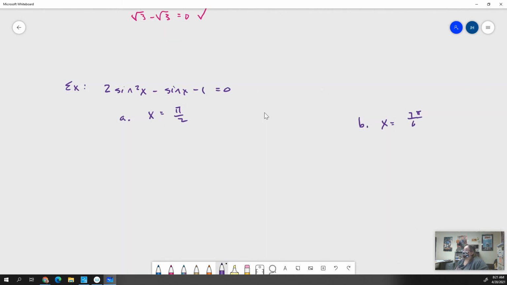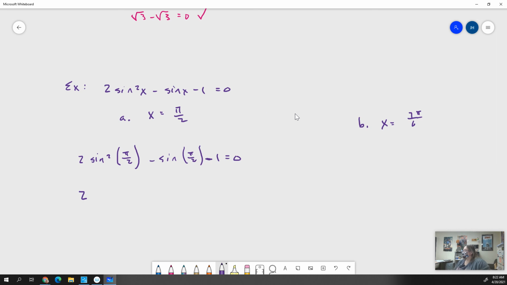Same thing, what are we doing? We're just plugging in, right? Here I have 2 sine squared x. Well, that's just 2 times sine squared pi over 2 minus sine of pi over 2 minus 1 equals 0. And when we go to figure that out, we have to go, well, we're going to have 2 times what is sine of pi over 2.